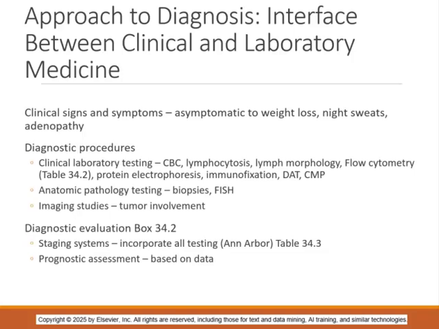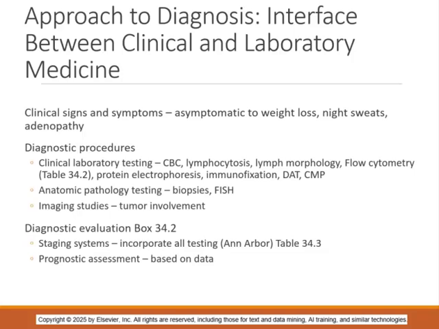But the basic thing that's done is a CBC. We look to see if the lymphocytes are increased and what the morphology of the lymphs is. Of course, the flow cytometry, which we talked about, and then we have to do protein electrophoresis, which we'll explain in a little bit, immunofixation, a direct antiglobulin test, and a comprehensive metabolic panel. And you'll be doing all that stuff eventually in labs. And then the biopsies and FISH technology, depending on the tumors and the biopsies they've gotten, and then imaging studies to determine what tumor involvement there may be.